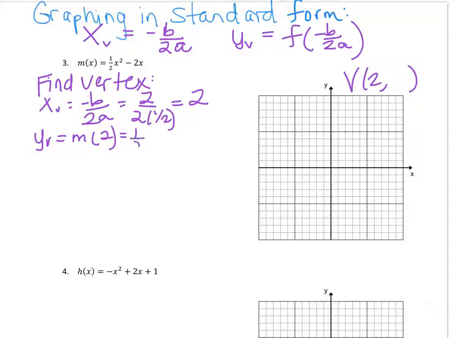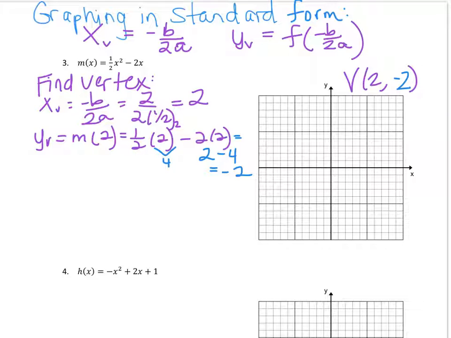Okay, so let's do that. So I have 1/2 times 2 squared minus 2 times 2. Tons of 2's in there. So 2 squared, so this part gets me a 4. 1/2 of that gets me a 2. So I really have 2 minus 4, so I have a negative 2. So there is the rest of my vertex.